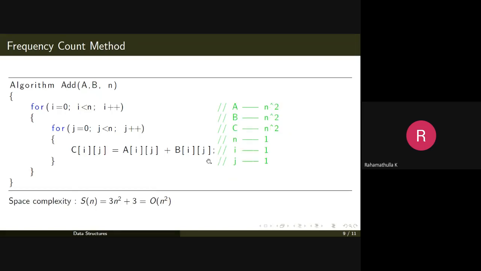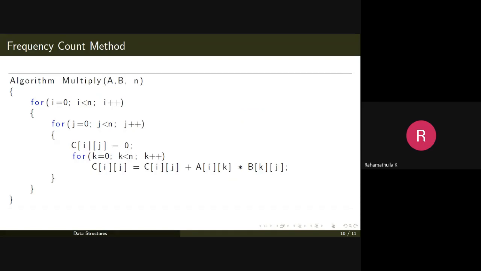Let's consider the space complexity. A takes n square number of space. B takes n square number of space. C also takes n square number of space. N, I, and J, all these variables are going to take 1 unit of space. So it is 3n square plus 3. So it turns out that the space consumed by this algorithm is order of n square again. So the largest term will be taken, that is order of n square. Each of these are n by n arrays, so that's what n square. A is an n by n array, B is an n by n array, so the sum also will be written inside an n by n array.